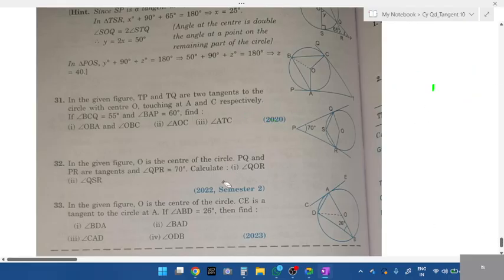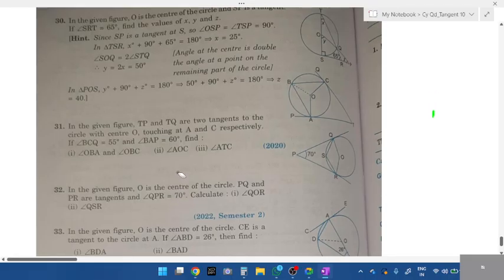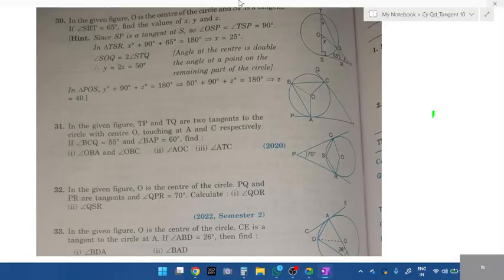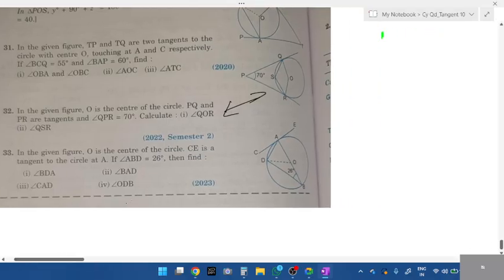In the given figure, O is the center of the circle. Which question did we do yesterday? We did the 32nd or 31st? Which question? 31st. Okay, this one we did, students. This question. Okay, this we didn't solve. Fine. 2023, students will solve 2023.